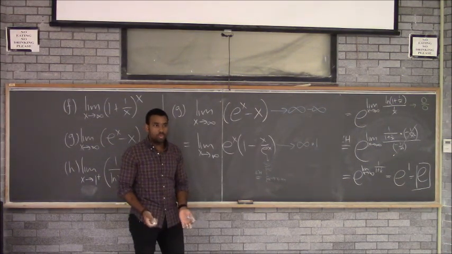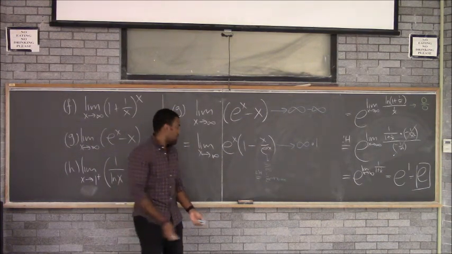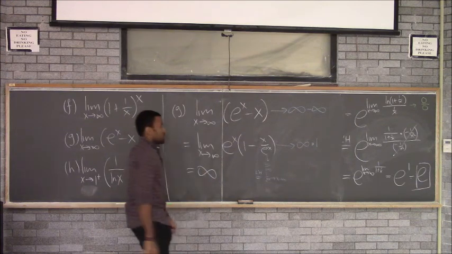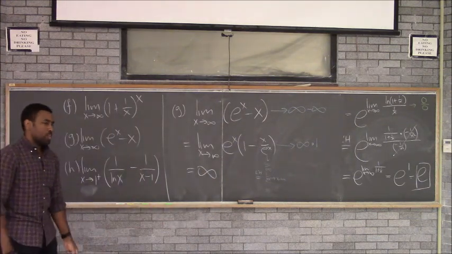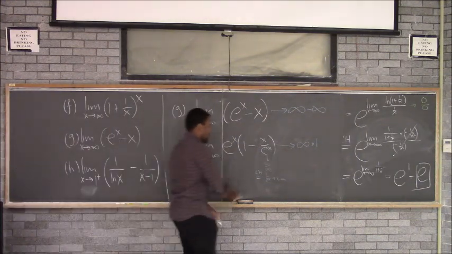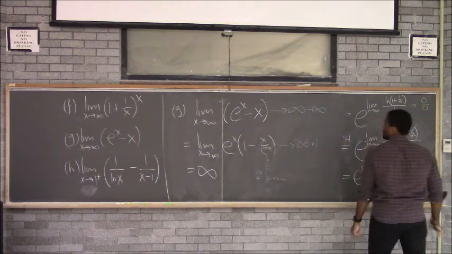Infinity. Infinity, not indeterminate. That's pretty clear. 1 times a huge number is a huge number. So that's not in an indeterminate form. It didn't even have to go all the way here. That's it, that's infinity.